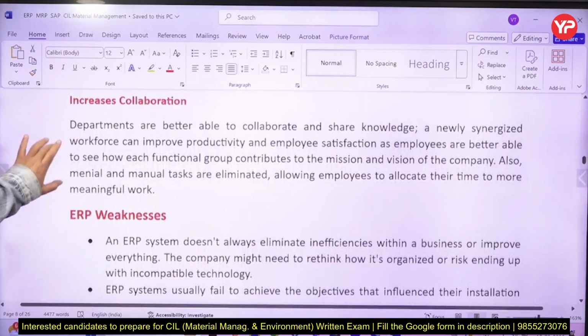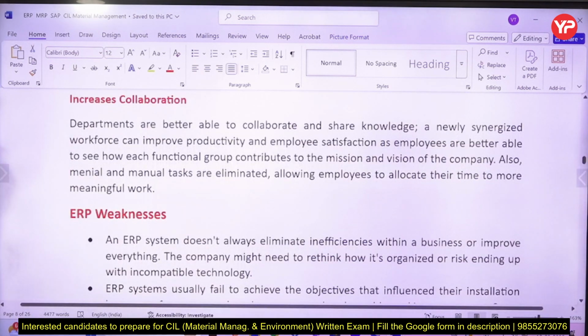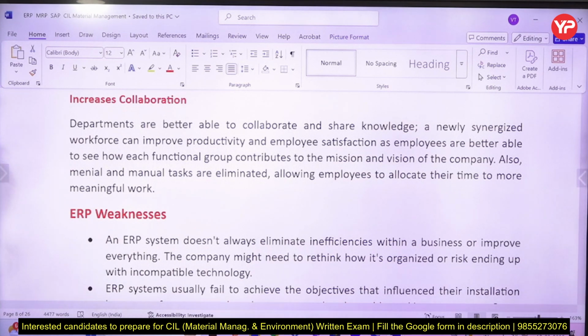Departments are collaborating with each other, they are sharing knowledge with each other, so collaboration between departments will increase. So employee satisfaction further will increase. Menial and manual tasks, routine tasks get eliminated. Redundancy is reduced. So employees can focus on more innovative things.